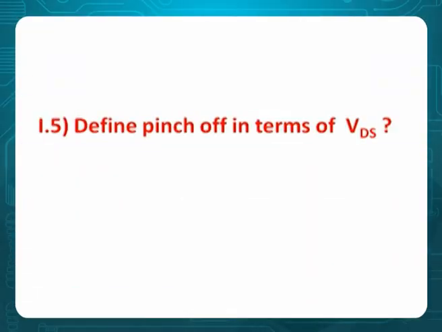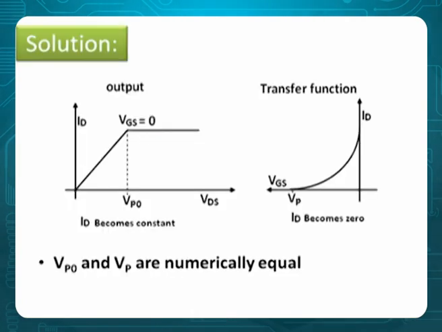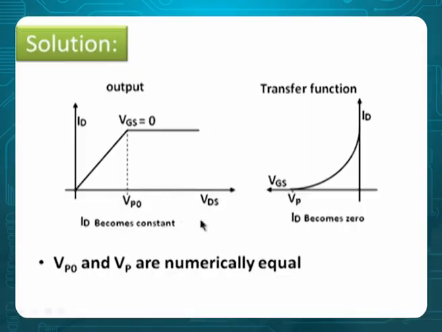Question number 5. Define pinch off voltage in terms of VDS. In terms of VDS, it is where ID becomes constant. In terms of VGS, it is where ID becomes 0. So there are two definitions. One, where ID becomes constant, that is in terms of VDS, is called pinch off. Where ID becomes 0 is also called pinch off. These are numerically equal. This is for VGS equal to 0, called VPO, and VP here are numerically equal. That's why we call both pinch off.